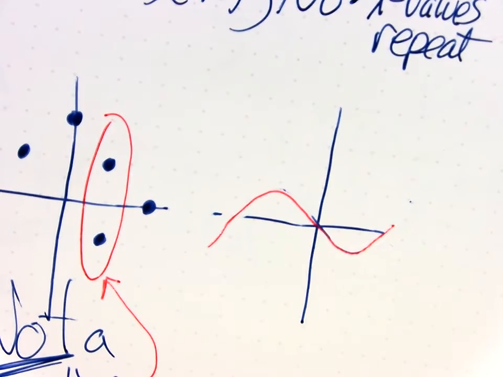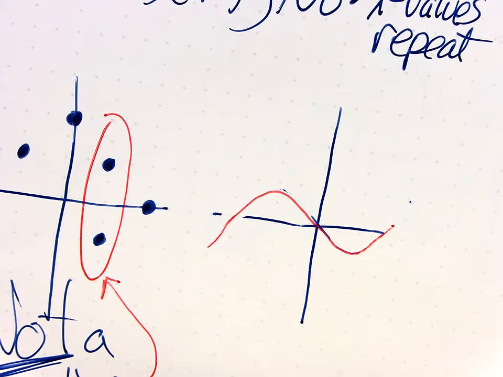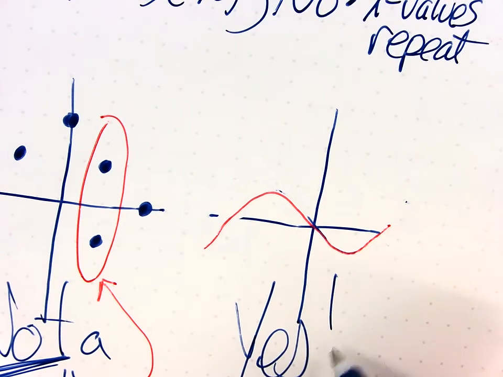Okay, so that red curve, right? The straight lines are just the axes, so you ignore those. If I pass my straw along that red curve, does it ever hit more than one time? No. So that passes, that is a function. Yes.